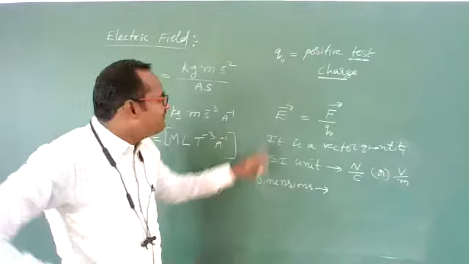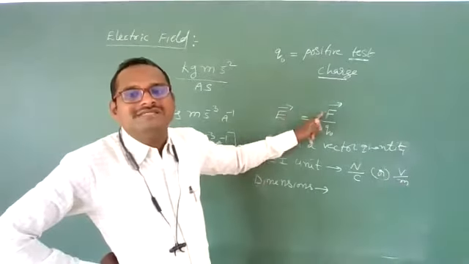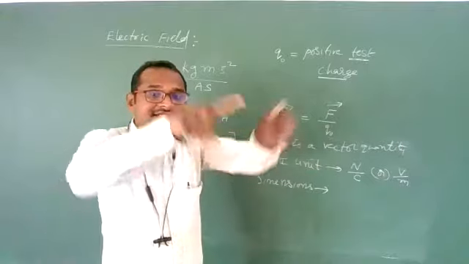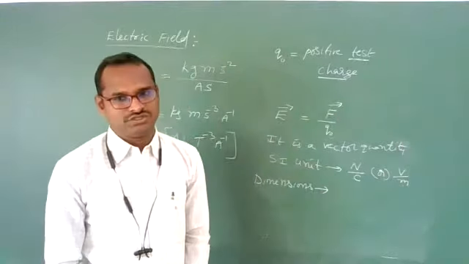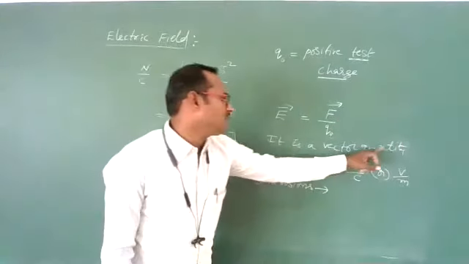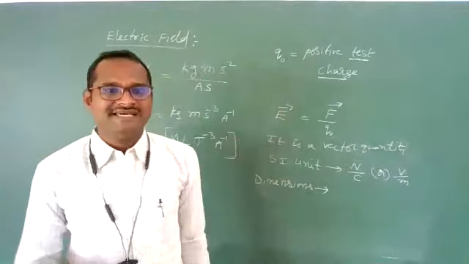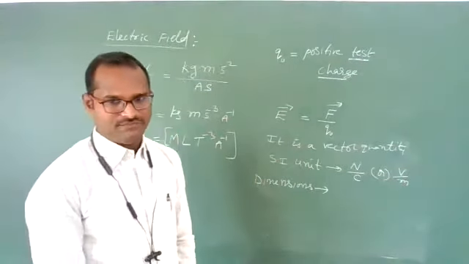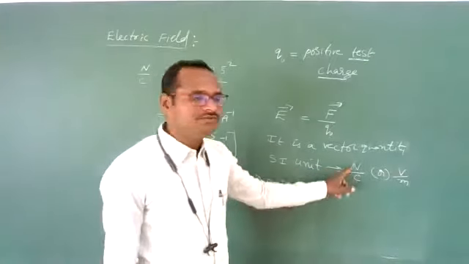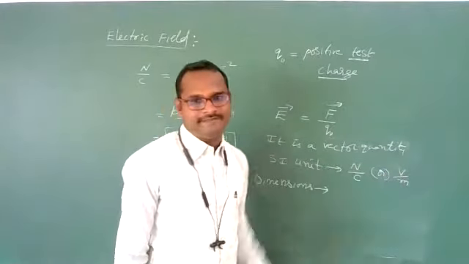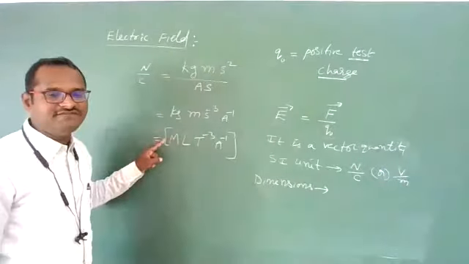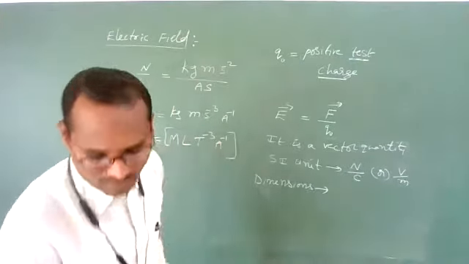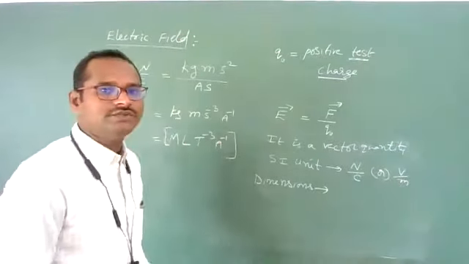About electric field. Electric field is nothing but the force experienced by unit positive test charge placed inside the field of that source charge. And it is a vector quantity whose direction is in the direction of force acting on a unit positive test charge. The SI unit is Newton per coulomb or volt per meter. And the dimensions of this electric field are M, L, T power minus 3, A power minus 1. Is it clear, students?